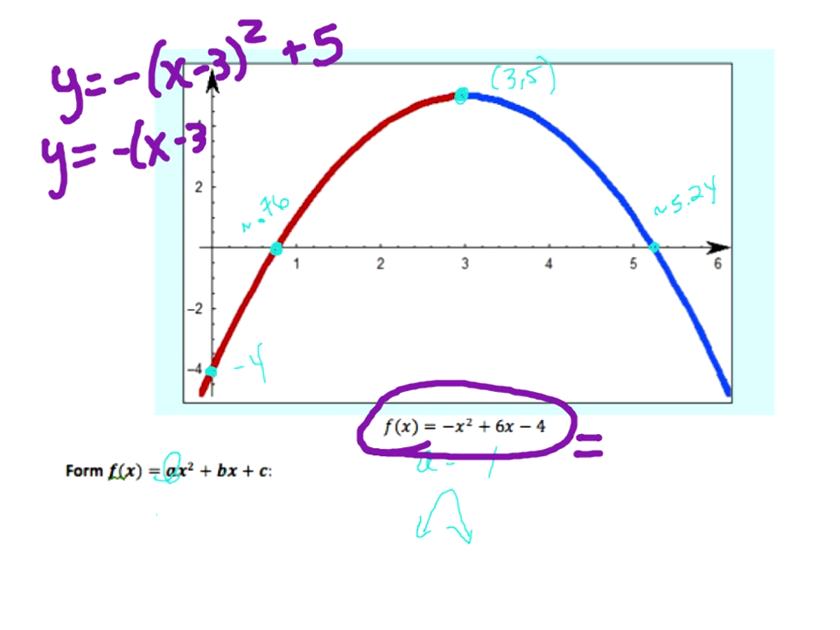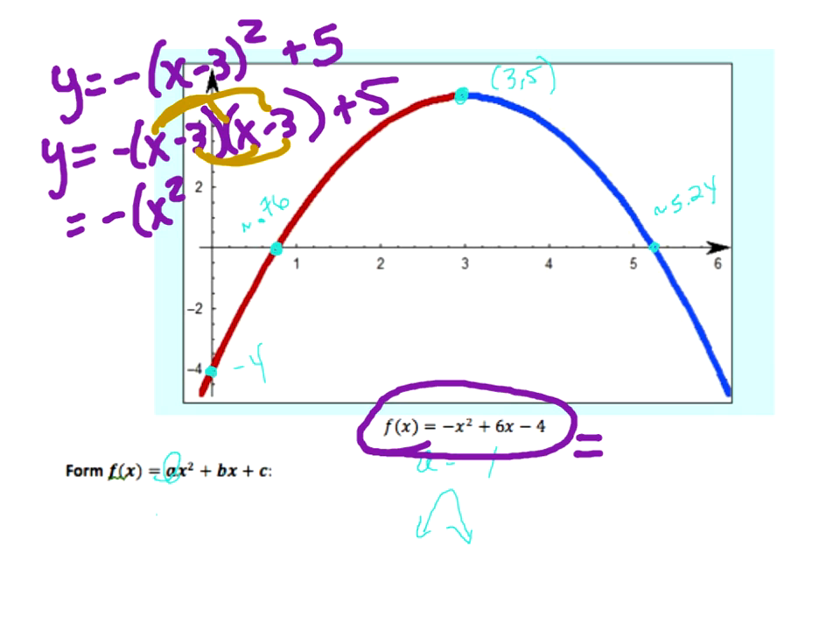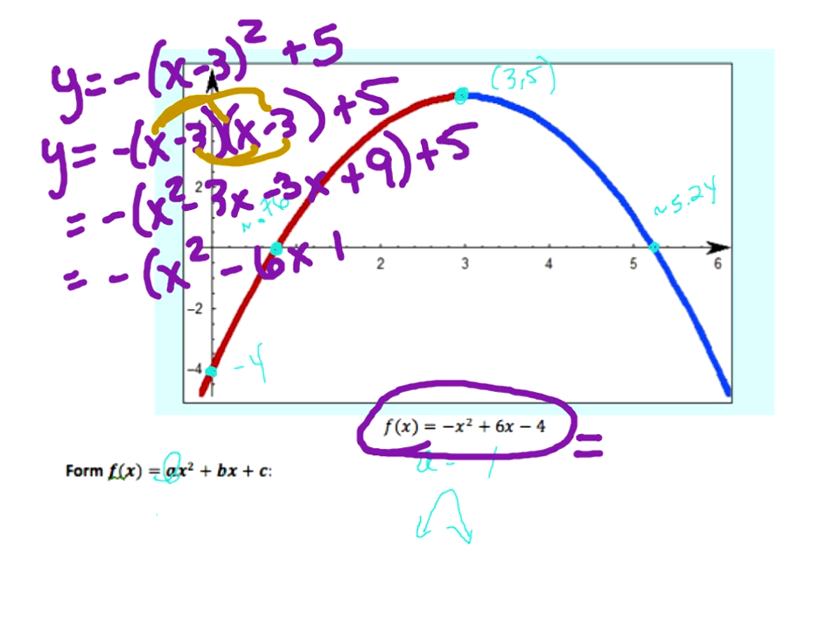So, to multiply this out, I do negative times x minus 3 quantity plus 5. I have distribution here, and this is what I end up with: negative x squared minus 3x minus 3x plus 9 plus 5. That's negative x squared minus 6x plus 9 plus 5.